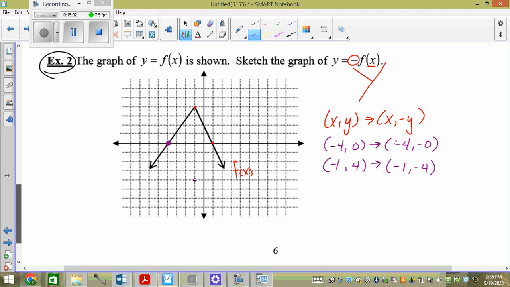Okay, so this purple one here, did it change? No. And then this one here, this (1, 0), becomes (1, -0), which is not actually a thing. So did this one change? No. So actually, this here and this here would be called invariant points.